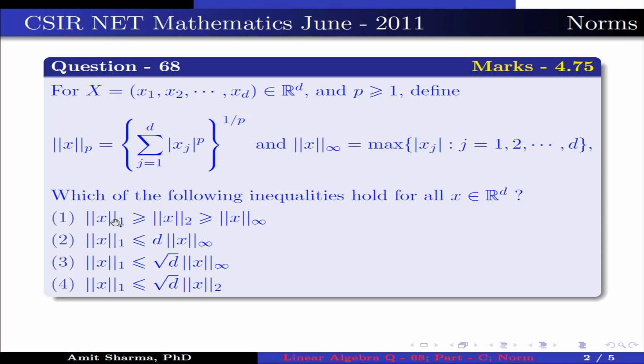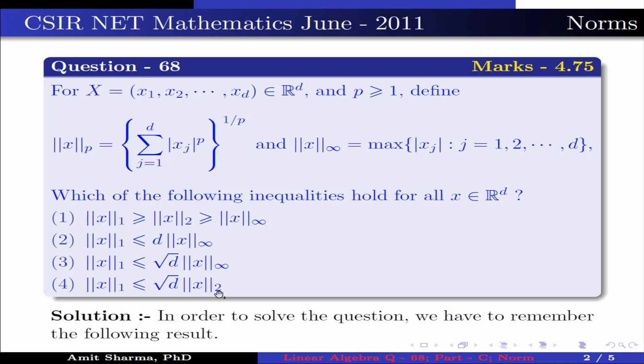Option 1: 1-norm x is greater than or equal to 2-norm x, which is greater than or equal to infinity norm x. Option 2: 1-norm x is less than or equal to d into infinity norm x. Option 3: 1-norm x is less than or equal to square root of d into infinity norm of x. Option 4: 1-norm x is less than or equal to square root of d into 2-norm x.